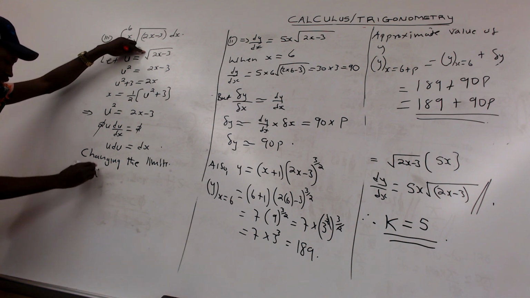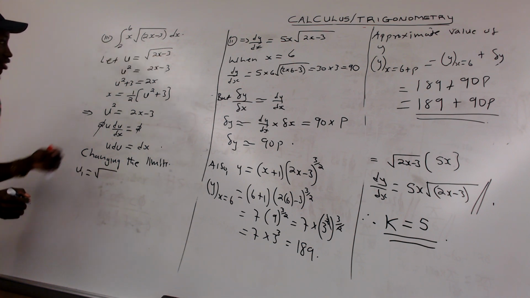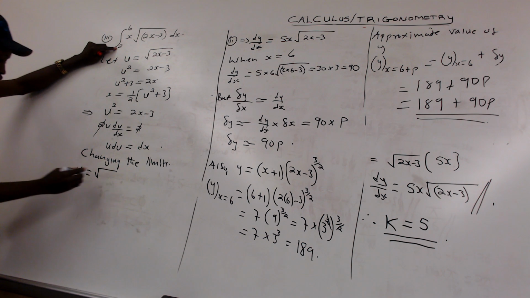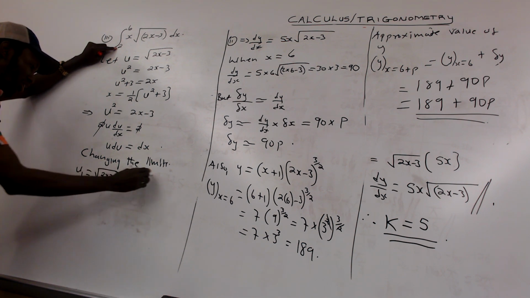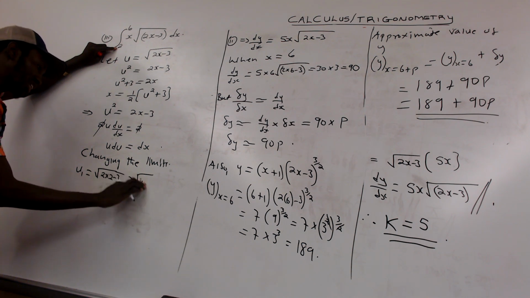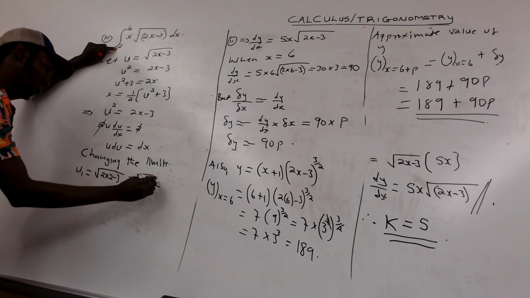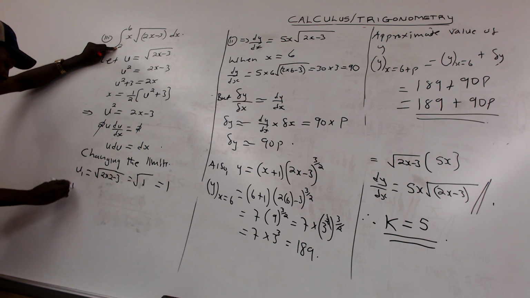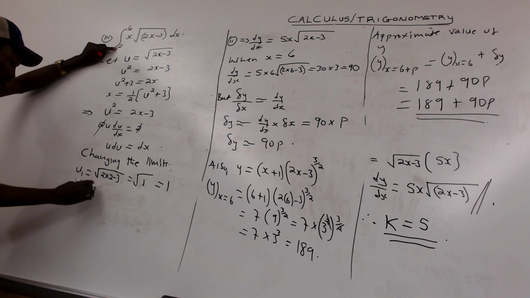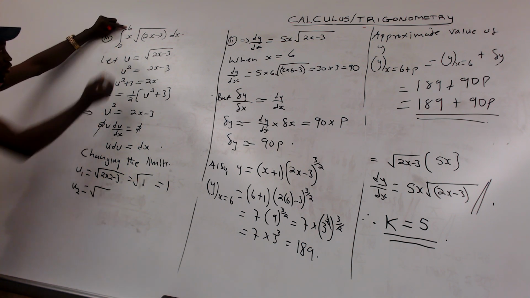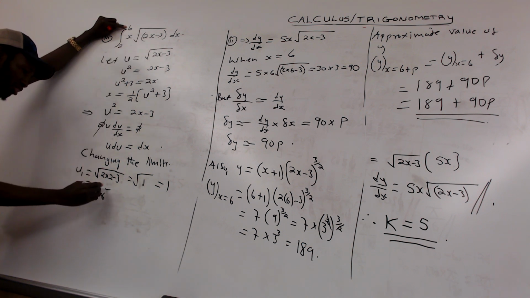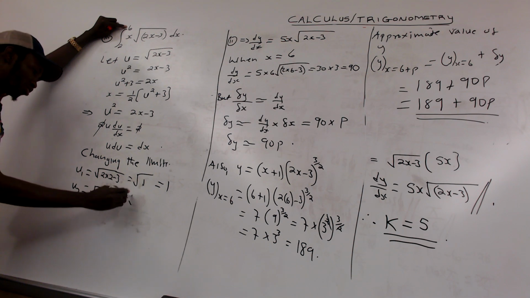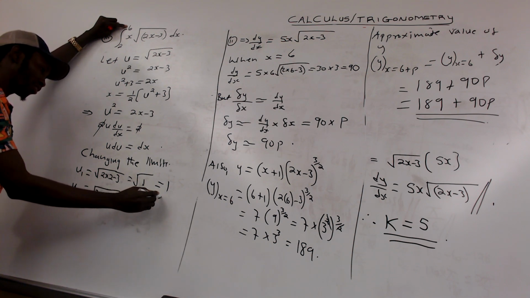u to be the square root of 2x minus 3. So when x is 2, it's going to be 2 times 2 minus 3. 2 times 2 is 4, 4 minus 3 is 1, and the square root of 1 is going to give us 1. We'll take again the second value, u2, the square root of 6. So 2 times 6 is 12, 12 minus 3 is 9. This is going to be 2 times 6 minus 3, the square root of 9, and the square root of 9 is 3.